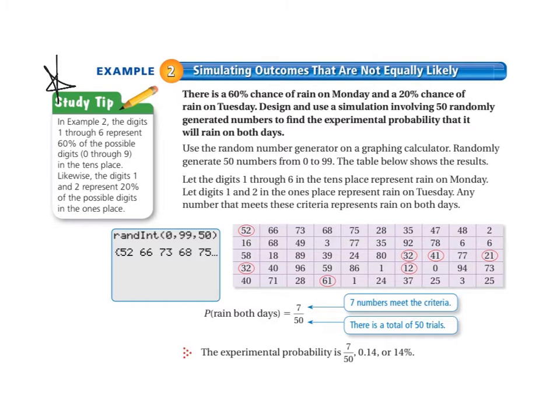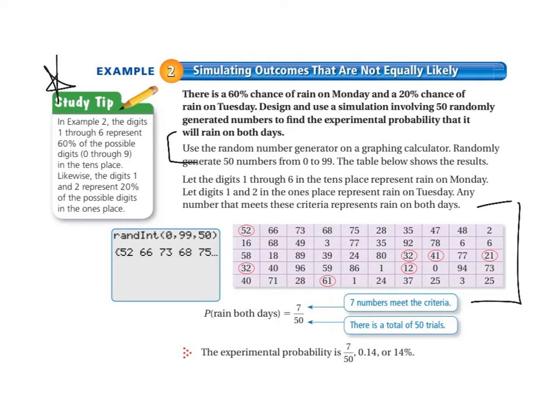Okay, so let's look at our problem. It says there is a 60% chance of rain on Monday and a 20% chance of rain on Tuesday. Design and use a simulation involving 50 randomly generated numbers to find the experimental probability that it will rain on both days. So we are going to use the random number generator on a graphing calculator and randomly generate 50 numbers from 0 to 99. That's what's down here in this table. The table below shows the results.